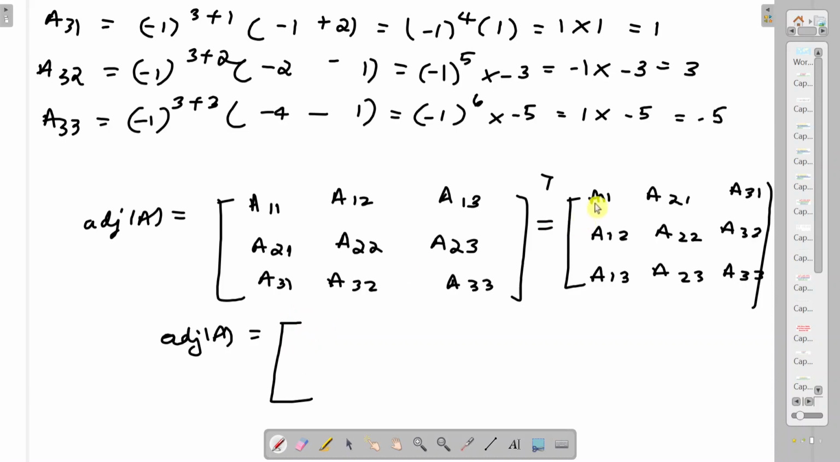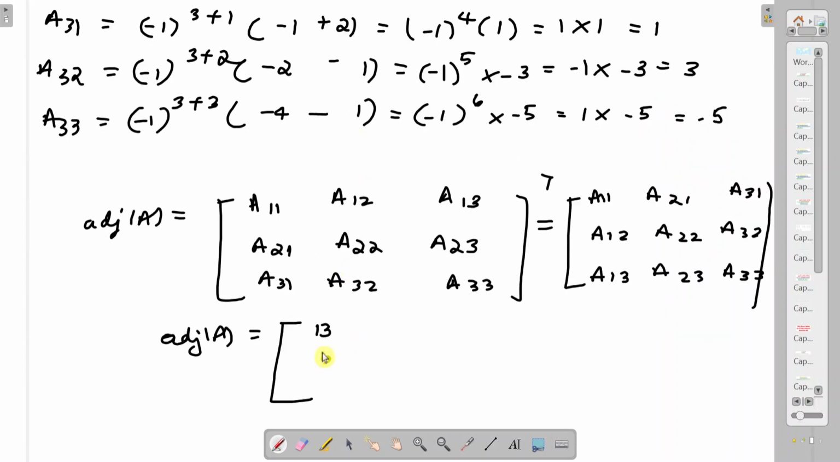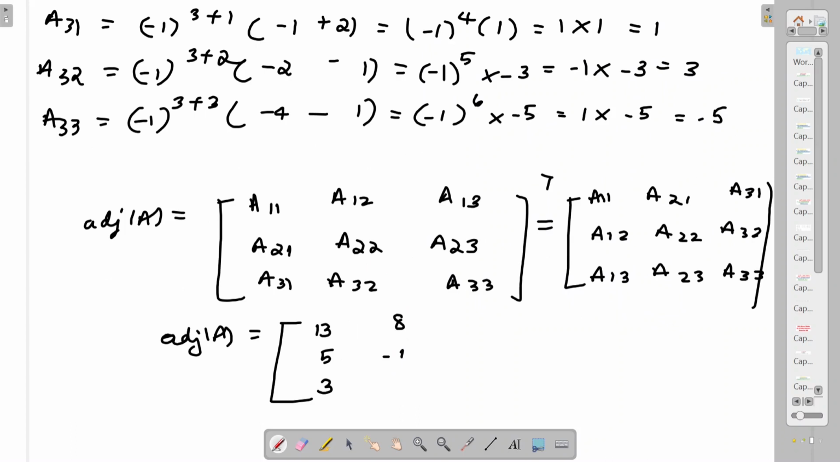Okay, so adjoint of A will be equal to A11, that is what, 13, A12, which is 5, then A13, which is 3. Okay, then we have A21, 8, minus 10, minus 6, and 1, 3, minus 5. Okay, A31, A32, A33.